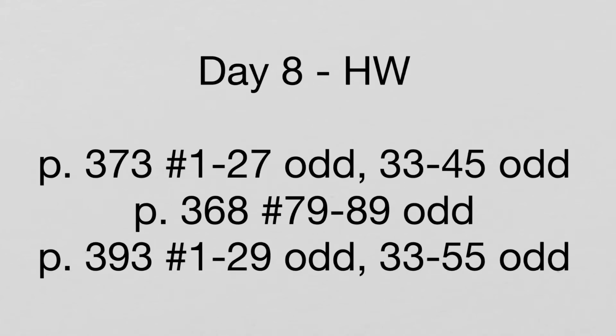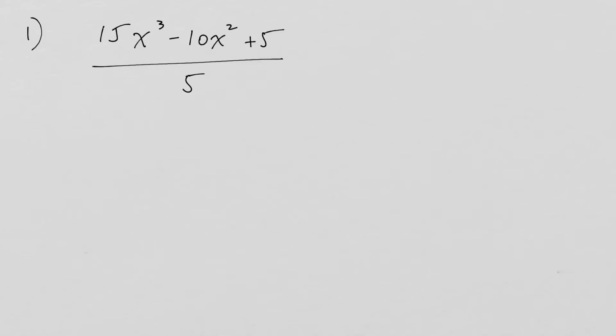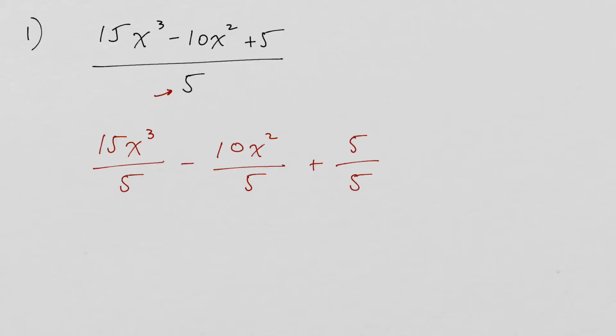Day 8. All right, we're taking a polynomial and we're dividing by a single term, so that's a monomial. This is a real simple process. You don't have to write this, but you can think of this as three separate fractions: 15x cubed over 5 minus 10x squared over 5 plus 5 over 5. And then you cancel each one separately.